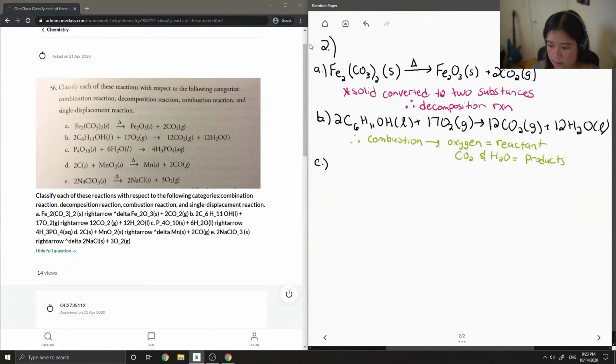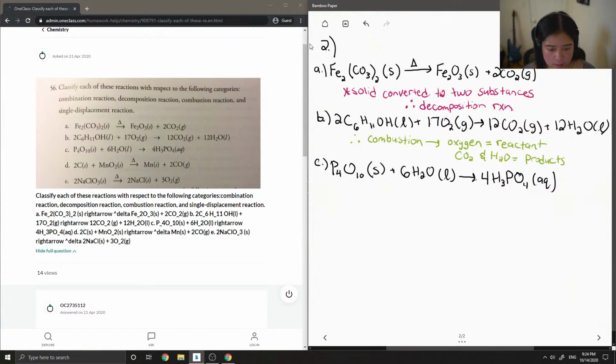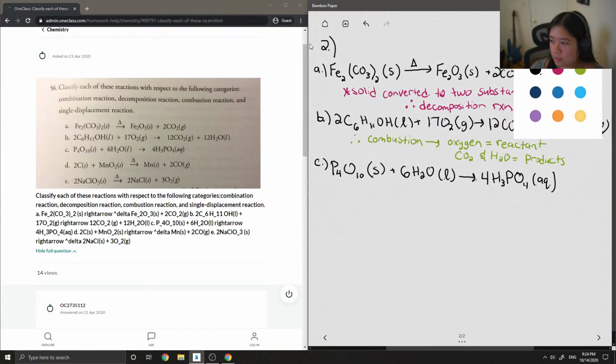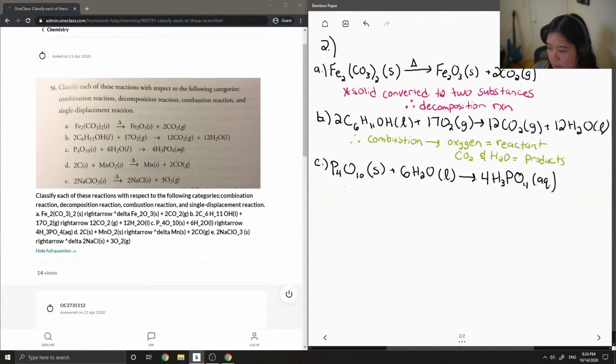Okay, so on to reaction C. We have this phosphorus oxide solid reacting with water to get H3PO4. So here you have a solid that's dissolved in water that forms a solution. So therefore, this is a combination reaction.